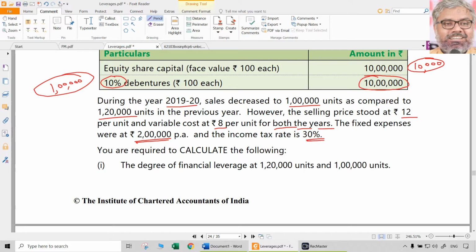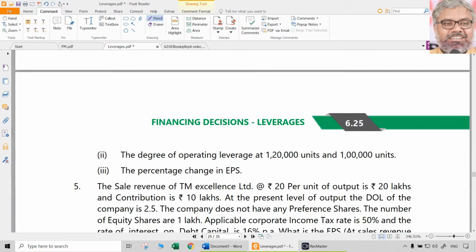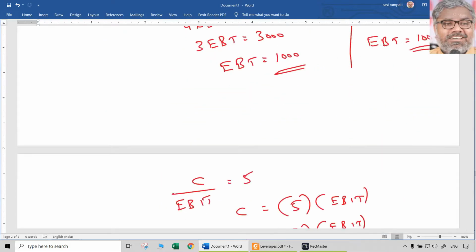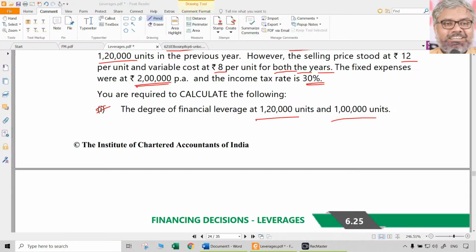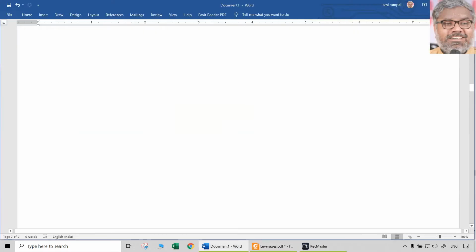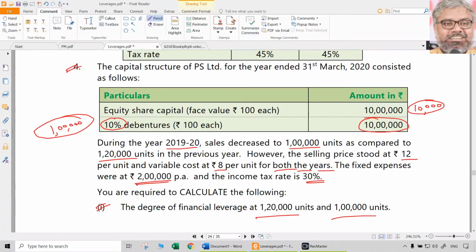Now, you are required to calculate the following. Degree of financial leverage at both levels and degree of operating leverage at both the levels and percentage change in EPS. So this is the question. Simply we can have all the data available and same way format we can just use. But 2 years here, not 2 companies, 2 different years.